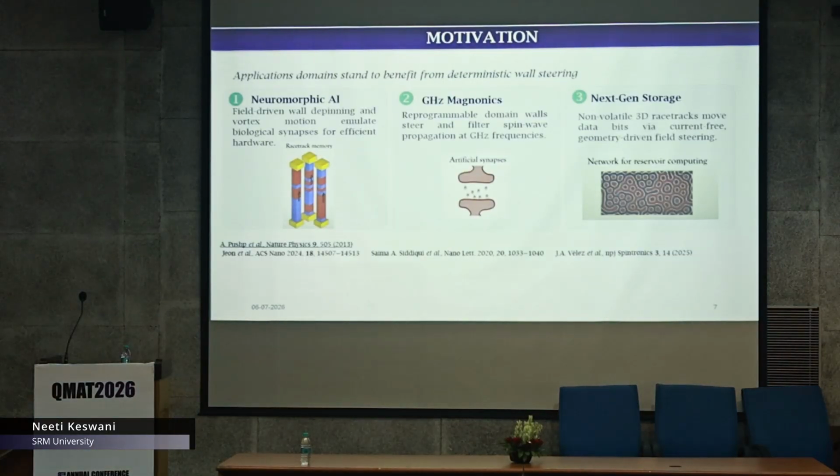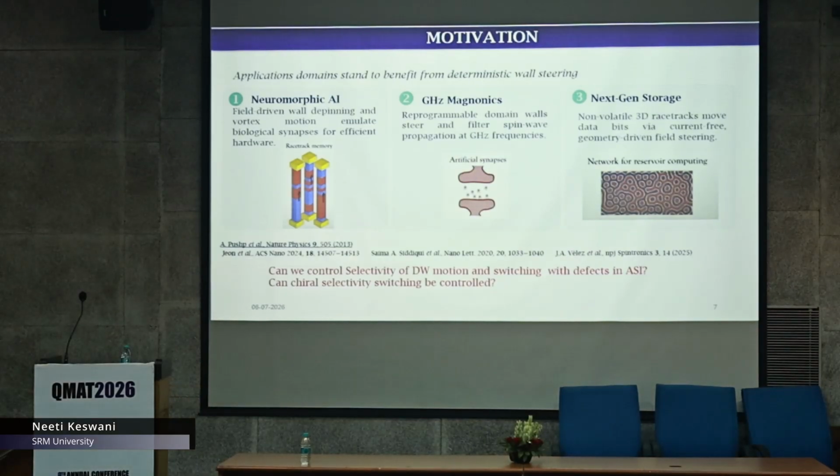Obviously I've already told you that domain walls have a lot of implications in neuromorphic artificial intelligence, magnonics, or reservoir computing. So it is important to study the domain wall. Let us try to understand how we can control the selectivity of domain wall motion and switching with defects in artificial spin ice systems, and can chiral selectivity switching be controlled?